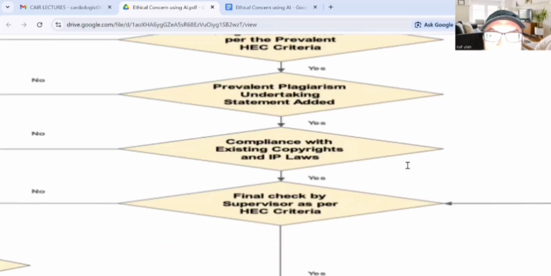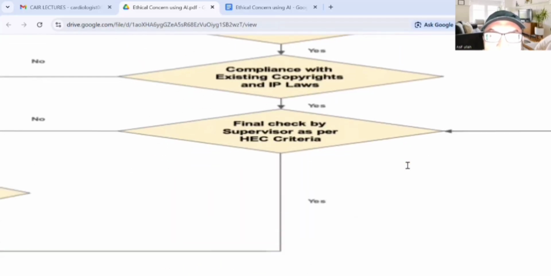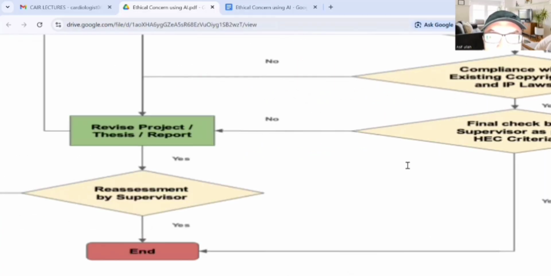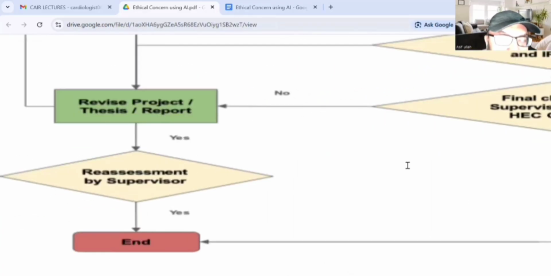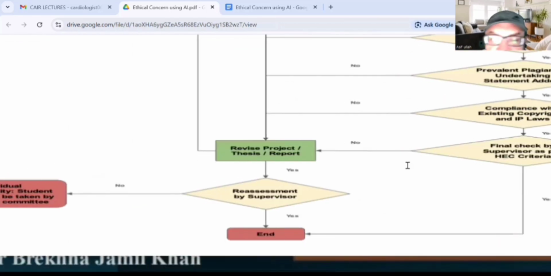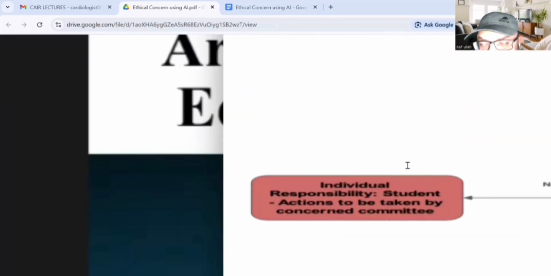If yes, a plagiarism understanding statement is added. If yes, compliance with existing copyright and IP laws. And if yes, final check by the supervisor as per HEC criteria. And if no, review of the project, thesis or report, and reassessment by the supervisor is recommended. Individual responsibility of students is action to be taken by the concerned committee.